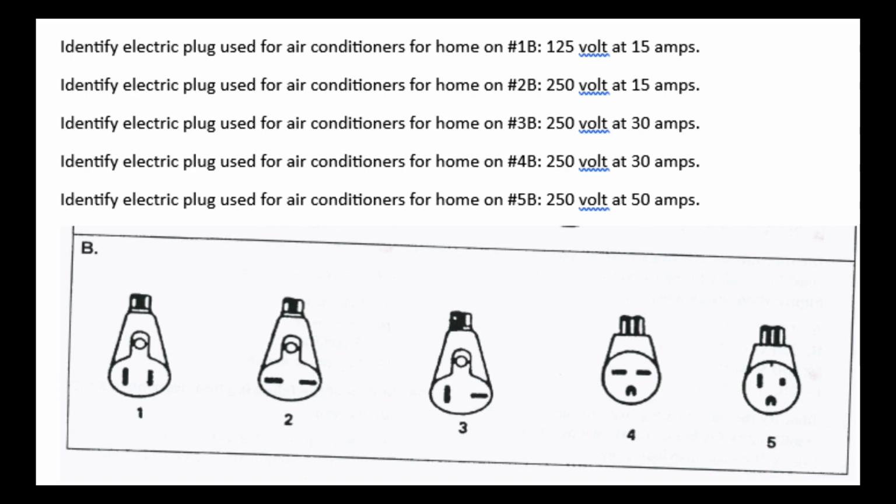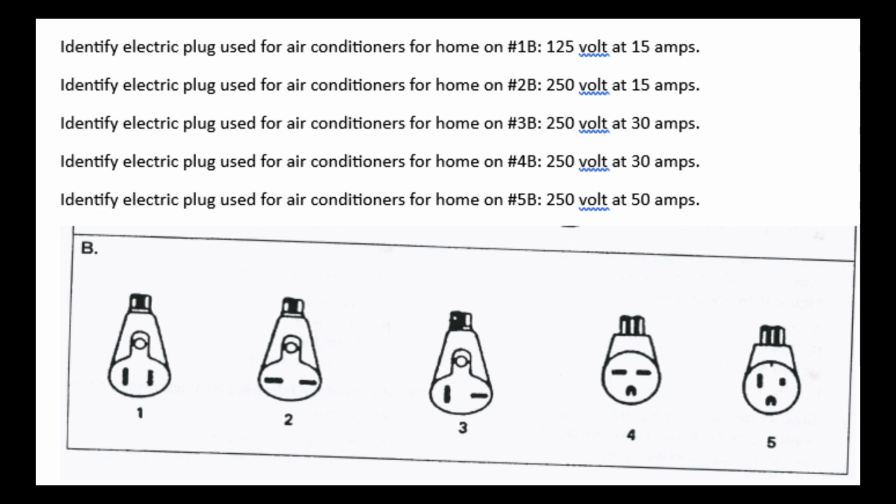Identify the electric plug used for air conditioners for home on number 3, diagram B. 250 volt at 30 amps. Electric plug for home air conditioners, 3 diagram B. 250 volt at 30 amps.